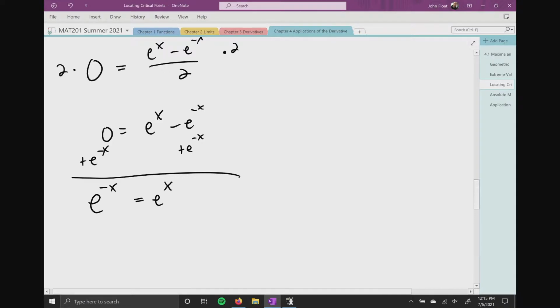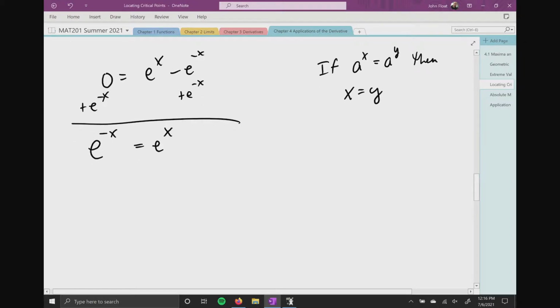Now, a long time ago, you would have learned a property that says if a to the x equals a to the y, then x equals y. You would have learned that in, I forget what chapter. Obviously, books are different, but it would be in the chapter involving exponential functions and logarithmic functions. So if you notice with our example here, we have e to the negative x equals e to the x. The bases are the same, which means the exponents have to be equal.